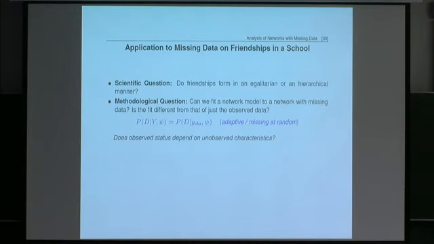Okay, so when we want to go into a study like AdHealth, we have both scientific questions and methodological questions. So the scientific questions usually come from our collaborators, and they'll be interested in things like, do friendships form in an egalitarian or a hierarchical manner? From our own experience in school, we can probably tell that there are going to be maybe some popular kids and some less popular kids, but this is something that we would like to be able to back up with data. Methodological questions are things like, can we even fit a network model with missing data? So is this possible? And is this model going to be different at all from the model using just those fully observed individuals?